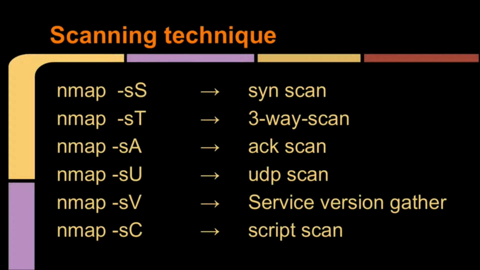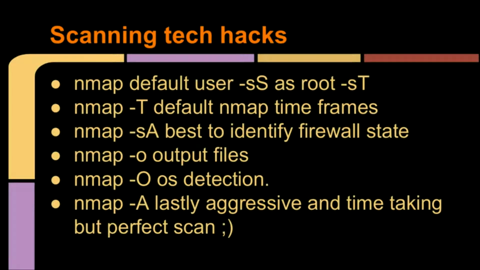Okay, so let's discuss the techniques in more detail. When you run nmap as a normal user on Linux, it performs a SYN scan, and when you run nmap as the root user, it performs a three-way handshake scan. So nmap -sS runs when you just run nmap with an IP as a normal user, and nmap -sT runs when you run an nmap command as a root user. So keep this in mind.